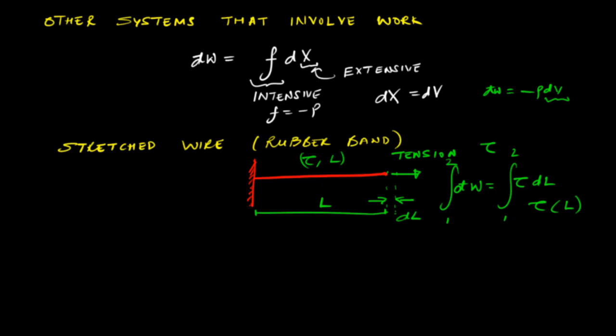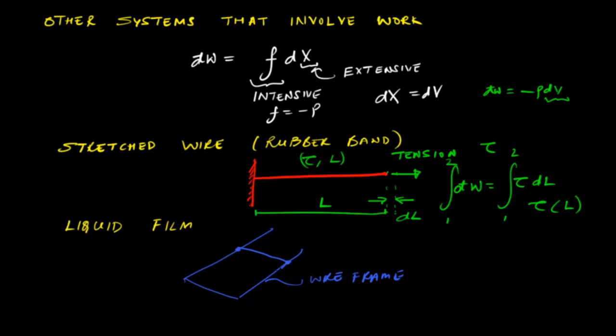Now let's look at another example that comes to my mind, that of a liquid film. Consider this liquid film, let's say a soap film, that is maintained on this wire frame, and all these three sides, this side, and this side of the wire frame are fixed, but this boundary is moving. By moving this boundary, we can change the area of this liquid film.